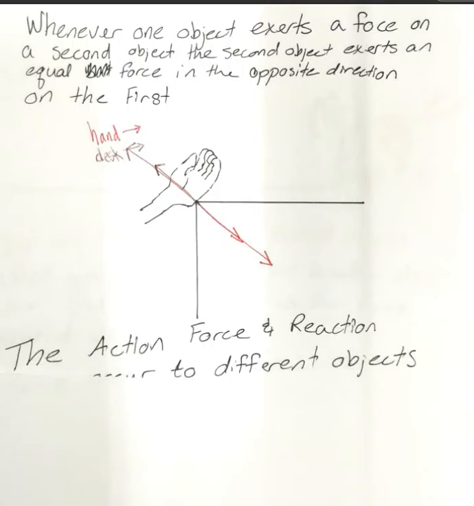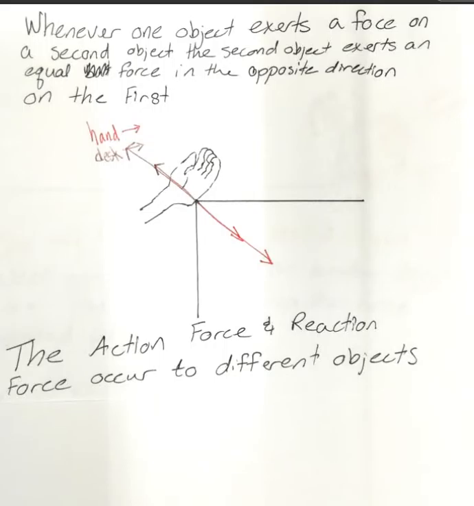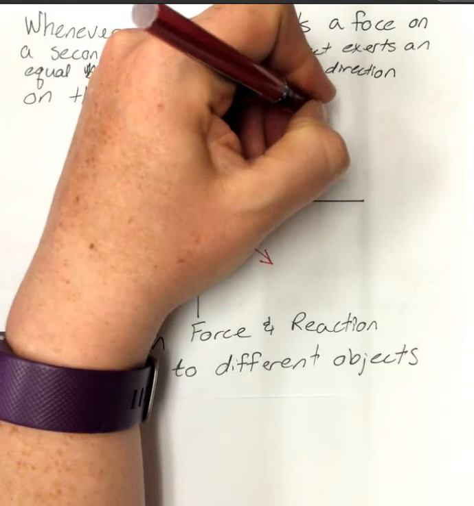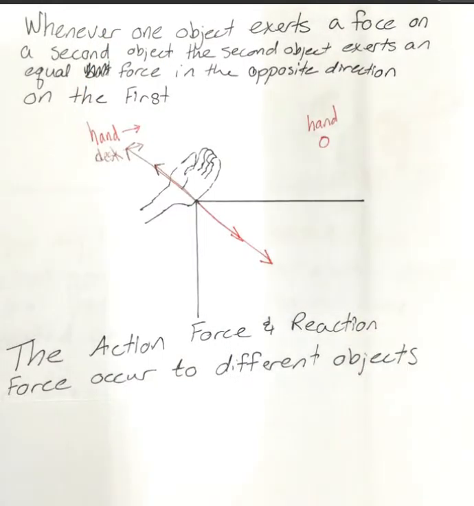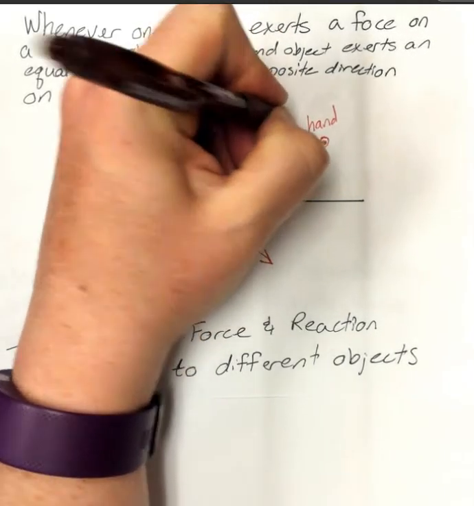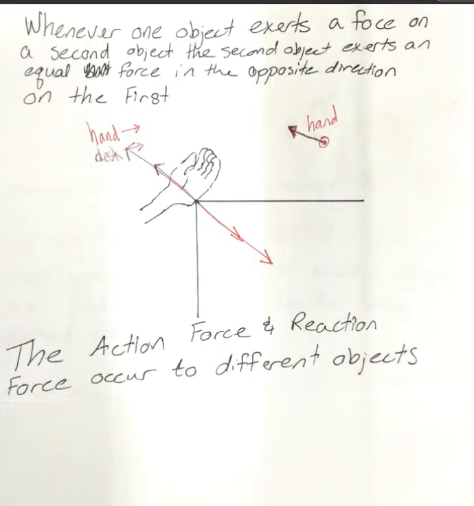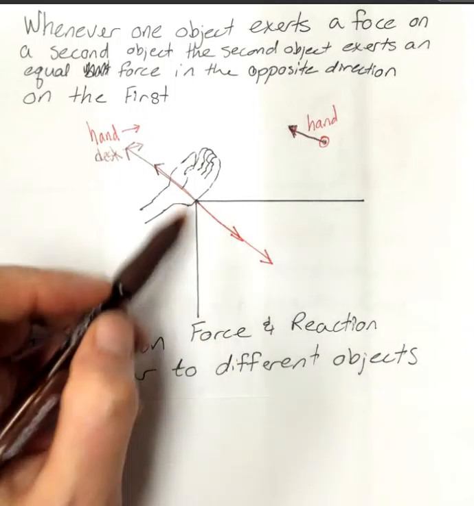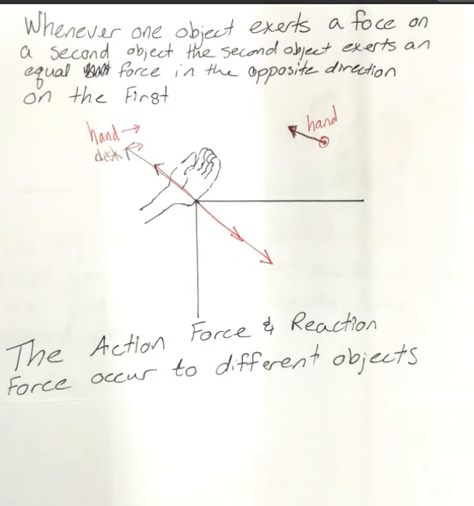The action force and the reaction force don't occur to the same object, which means that if I were going to consider what's happening to the hand, I'm going to do a spherical cow hand. What you're experiencing is a force in the upward direction, opposite to the direction that you're pushing. You do not experience the force that you exert on the desk. Your hand only experiences the force the desk applied to the hand.